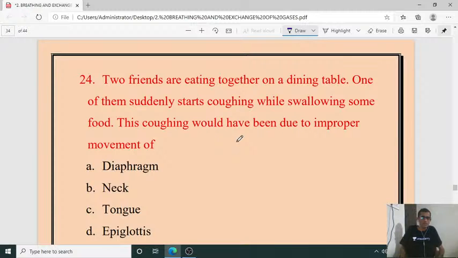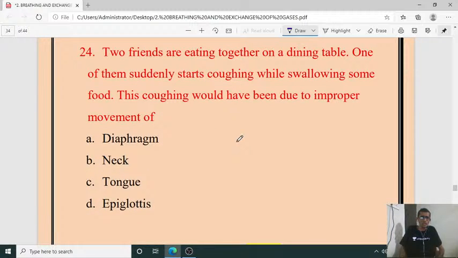Okay, next question number 24. Two friends are eating together at a dining table. One of them suddenly starts coughing while swallowing some food. This coughing would have been due to improper movement of what? That is nothing but the guardian of airways, that is the epiglottis.